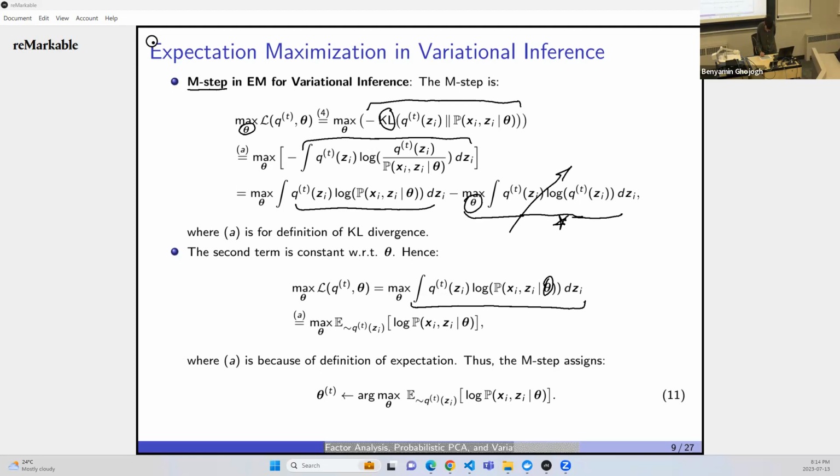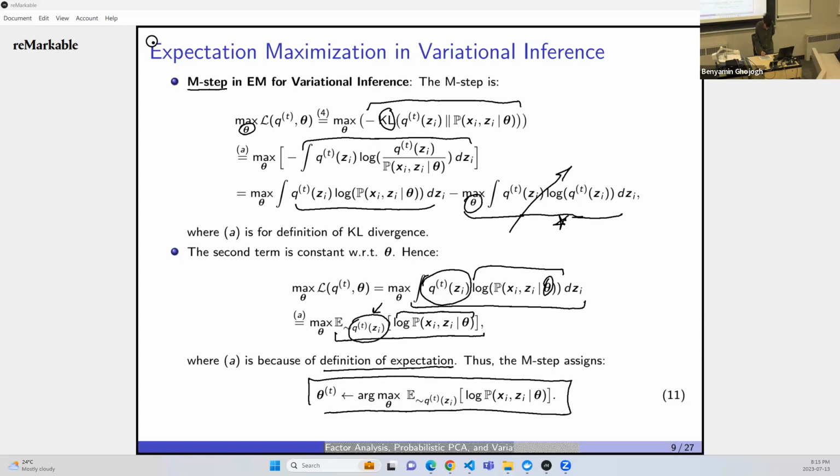Interestingly, this is the definition of expectation. Recall preliminaries. I can replace it with the definition of expectation with the probability Q. Here, this is the probability, and this is the function. This is expectation. So we just found that the M step gives us this: argmax of the expectation of the logarithm of P of x_i and z_i given theta, for a probability of Q of z_i.